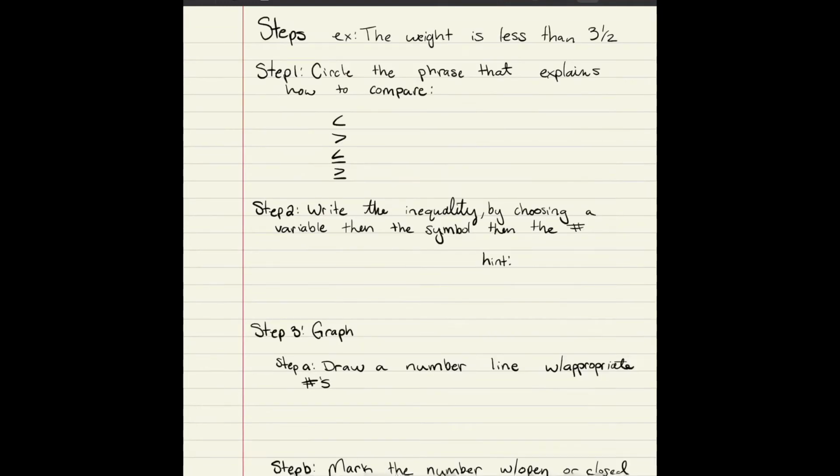All right, here are our steps. So it says circle the phrase that explains how to compare. So in this example, less than is telling us how we will be comparing the variable and the number, making it an inequality. So less than, remember we're going from left to right. So since the smaller end is here, this is less than.